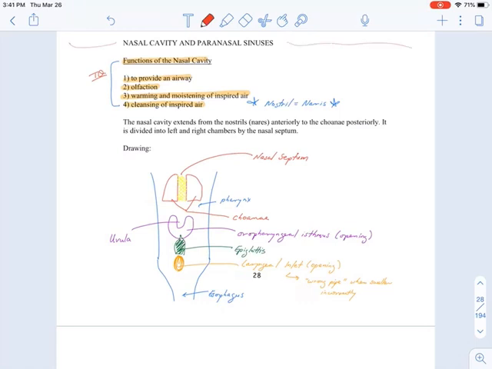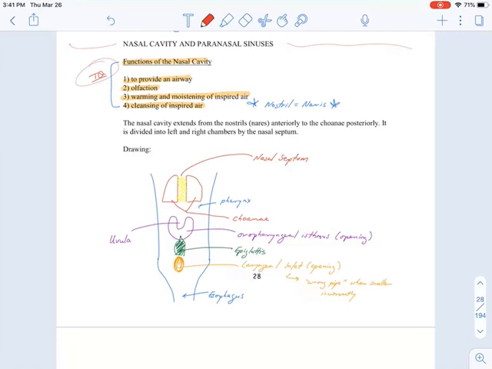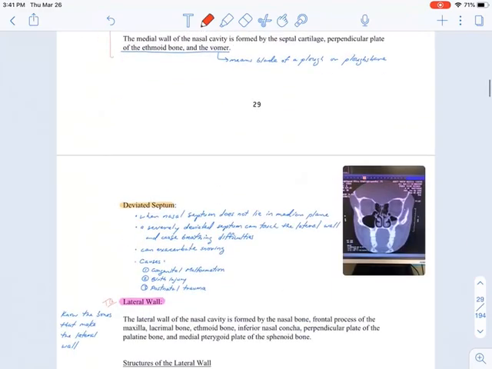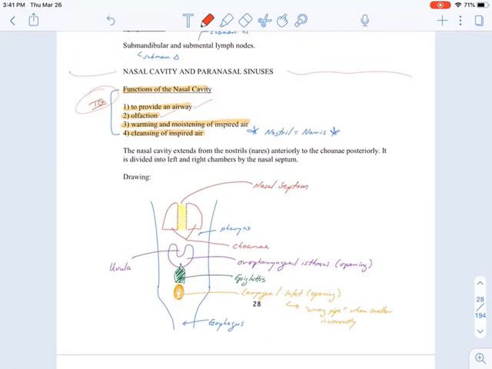Start of a new section here. We have our nasal cavity and paranasal sinuses. Got to know the functions of the nasal cavity. They're going to provide an airway. They're going to help you smell. They're going to warm and moisten inspired air. And they're going to cleanse inspired air.